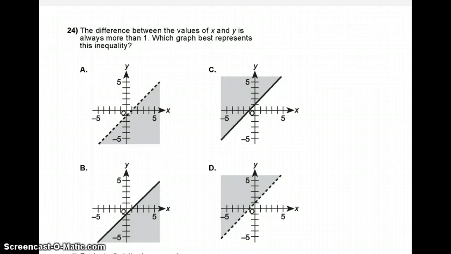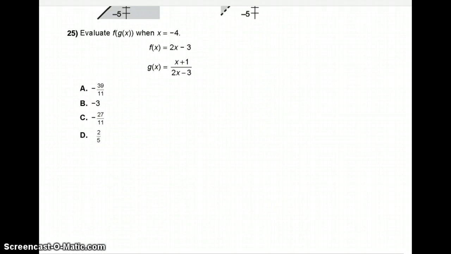24. The difference between the values of x and y is always more than 1. Which graph best represents this inequality? 25. Evaluate f, g, x when x equals negative 4.